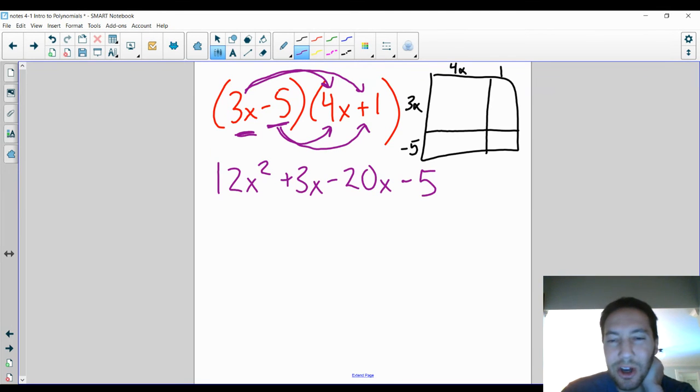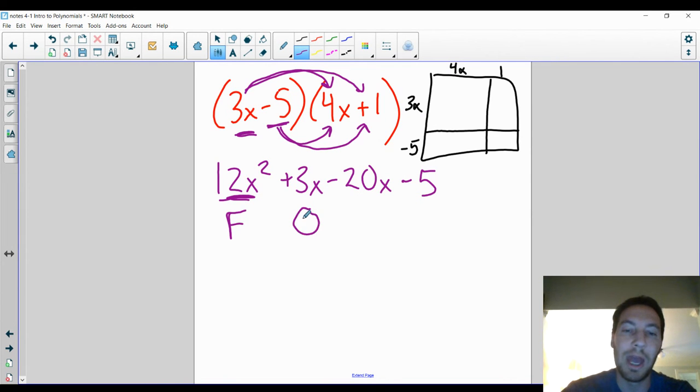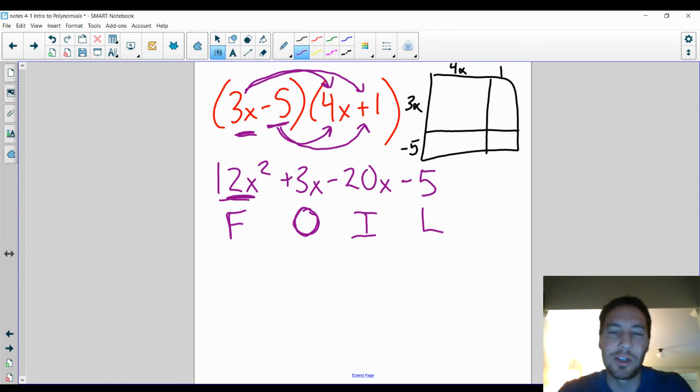So why is this called foiling? Well, look what we did. This right here, we multiplied the two first terms together, the 3x and the 4x. This right here, those were the two outer terms. I don't like my O, but you'll live with it. 3x and 1, these were my two inner terms. And L, those were my two last terms. I don't really know if you need that acronym to help you remember to do it. You just need to multiply everything in the first parentheses by everything in the second, but it's fun to say foil. Foil.